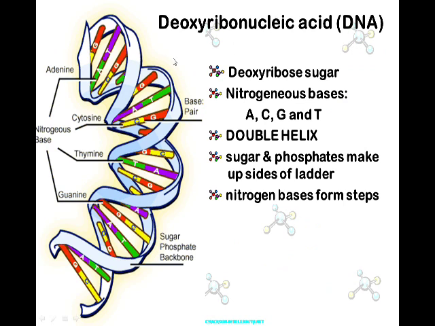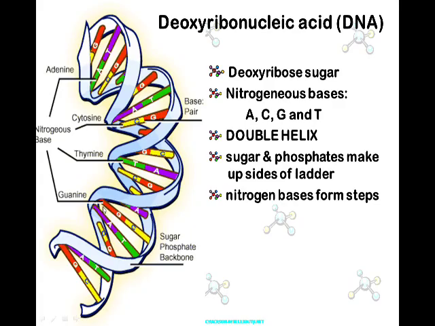Deoxyribonucleic acid. It's got a deoxyribose sugar. My nitrogen bases are A, C, G, or T choices. And it's going to actually make two strands. It's double-stranded, we call it a helix. There's a strand that runs down one side, and there's a strand, and they come together in the middle. Notice the nitrogen bases are what make the rungs of the ladder. The phosphates and the sugars are making up the backbone, the sides of the ladder.